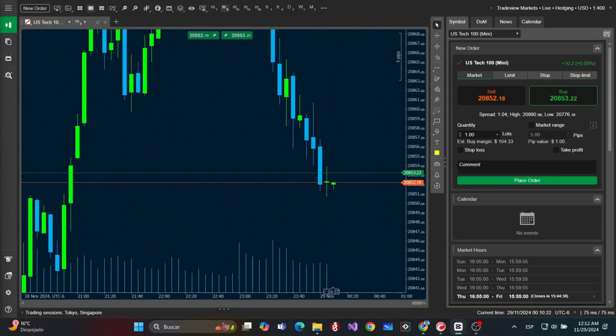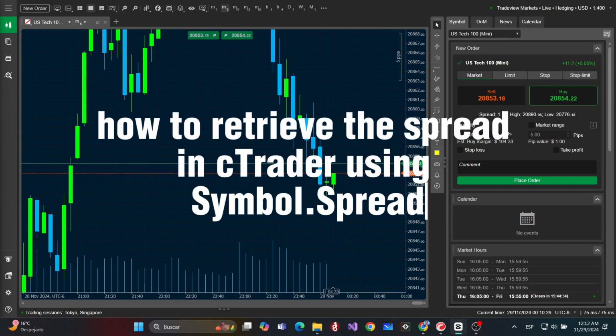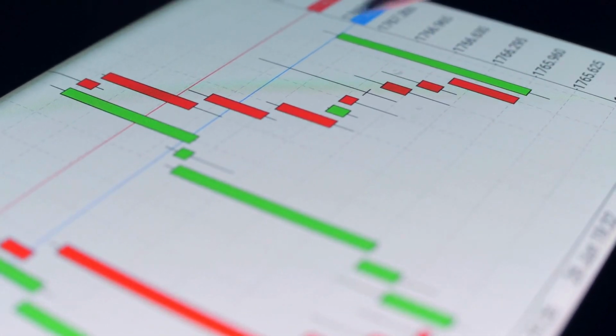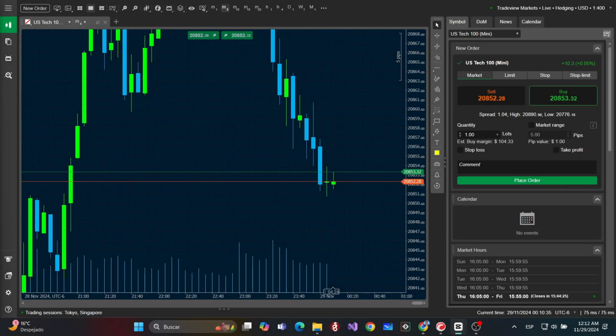In this video, we're going to explore how to retrieve the spread in cTrader using Symbol.Spread and why this data is essential for your automated trading strategies. If you've ever wondered how the spread impacts your trades or how you can use it to make more informed decisions, stay tuned until the end of this video.